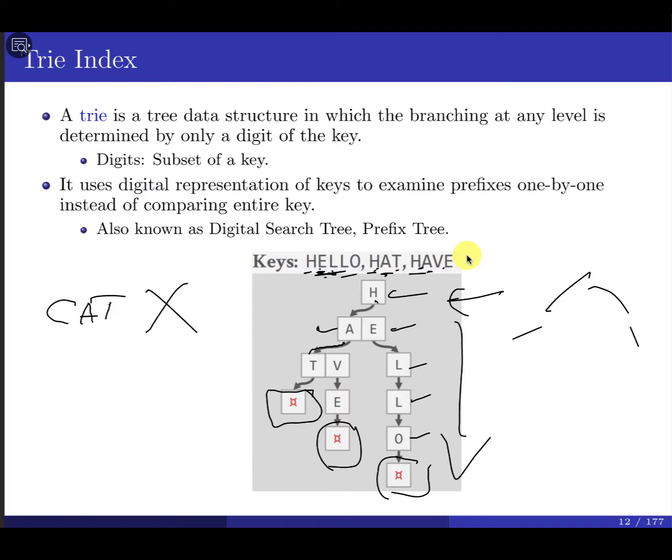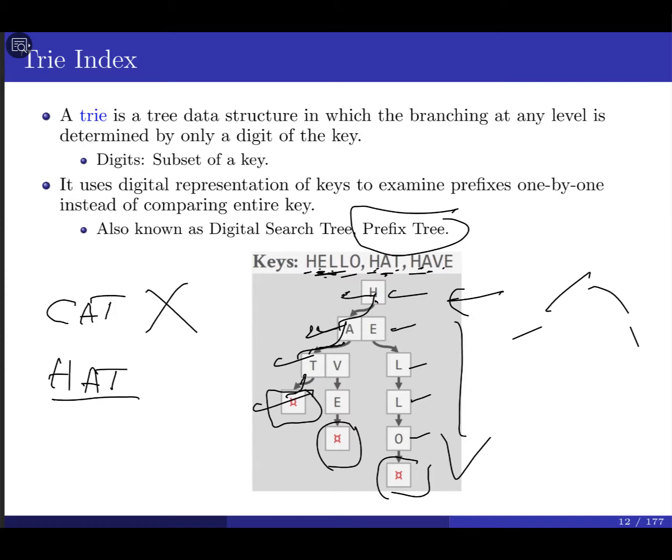Now I'm looking for hat, for example. You have to decompose it. Start at H, it's there. Follow it, A is there, T is there, follow the pointer and fetch the data. Whether you want to fetch the rest of the data or just check if the key exists depends on what you're planning to do. So again, this is the prefix tree.